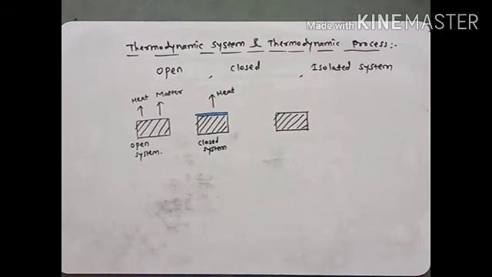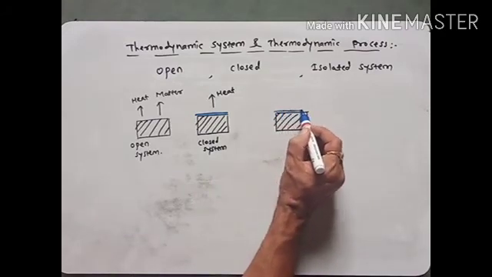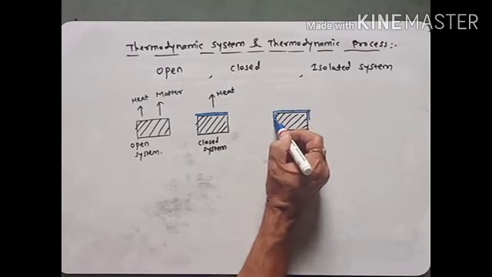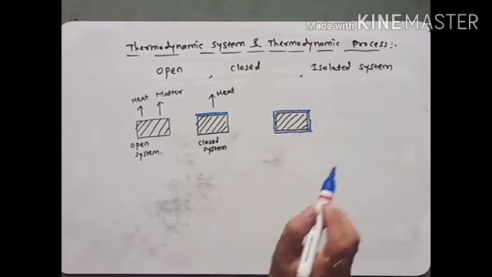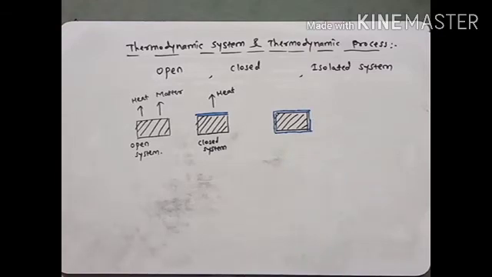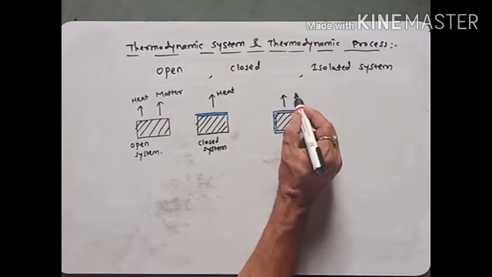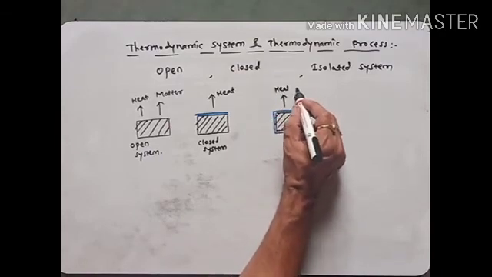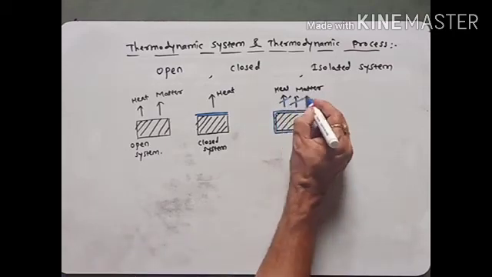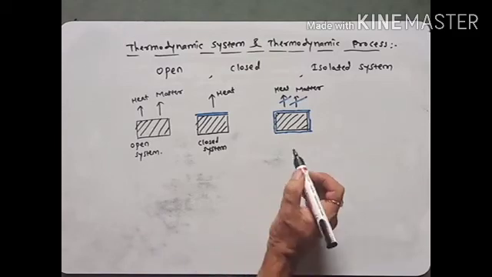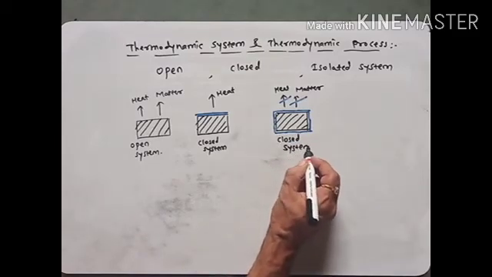And here we consider this is the third one. On all sides there is a boundary. No heat or matter is given to the surrounding. Heat and matter are not given here. And this system we call an isolated system.